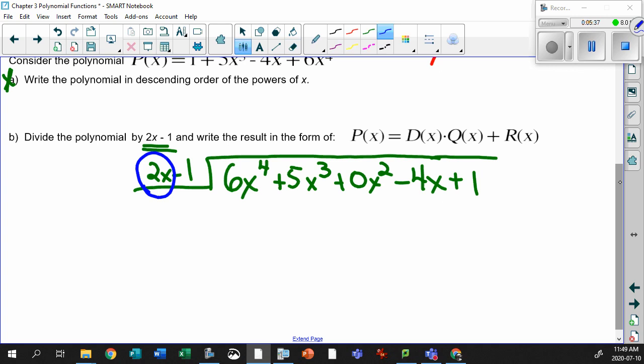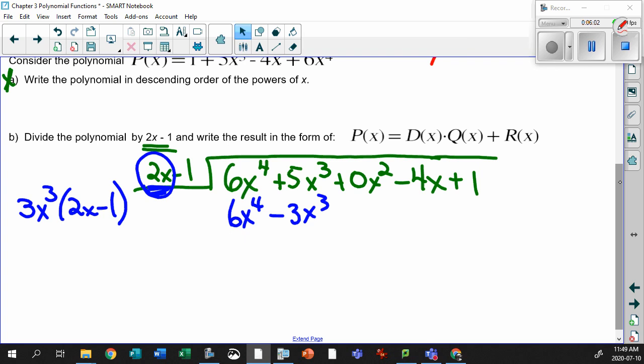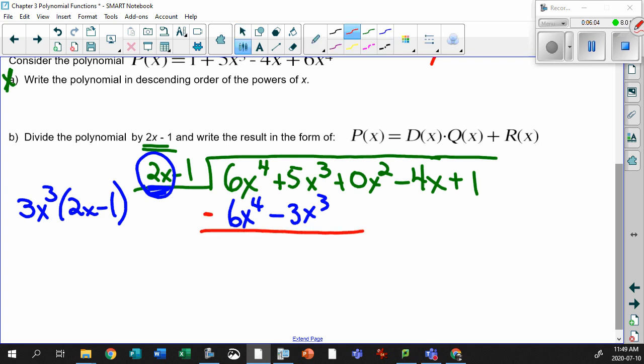Here we go. Looking at 2x, what times 2x will give me this 6x to the fourth? So I know it's going to be 3x cubed times 2x minus 1, which gives me my 6x to the 4 minus 3x cubed. Look how those match. See the x cubes and the x to the fourth? They all match, but remember now I have to subtract this, and I'm subtracting the whole thing. That's what cancels this out, which is the intention.